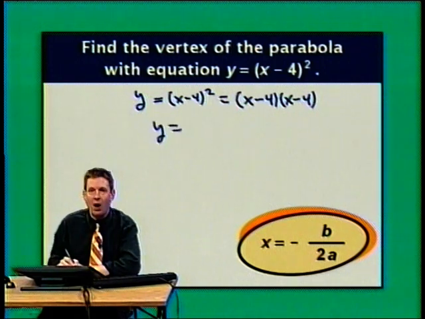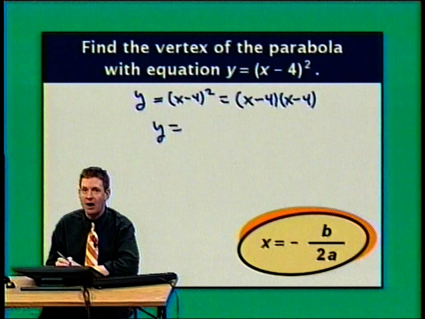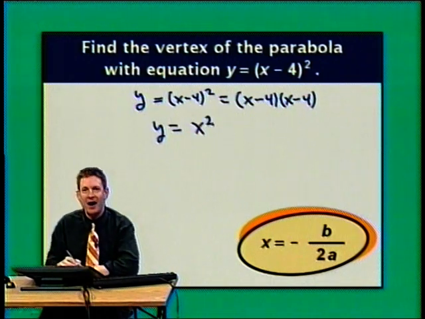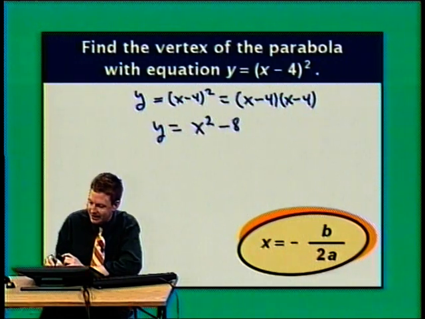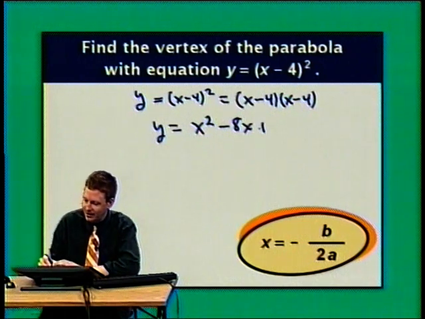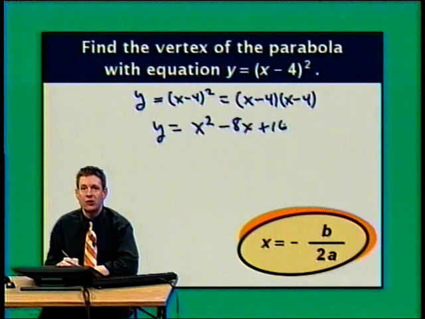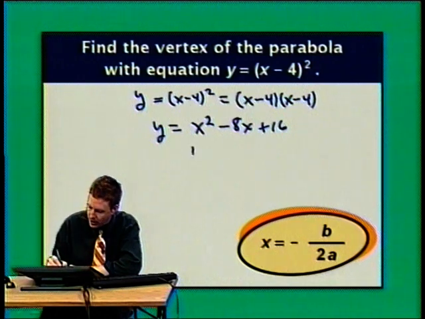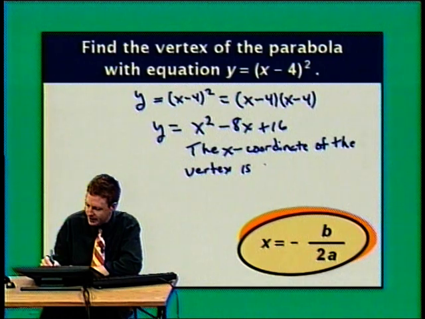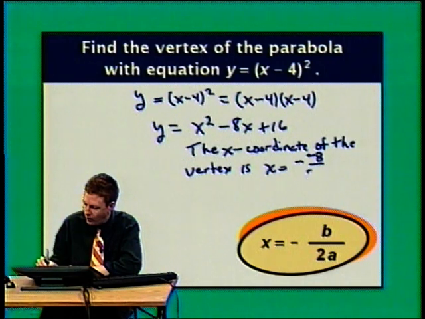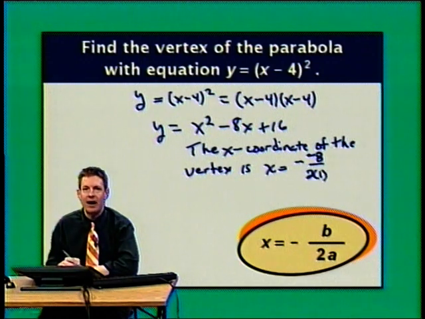So that gives me y equals, well, my f's are x times x, which is x squared. My o's are x times negative 4, and my i's are negative 4 times x, and that all adds up to minus 8x, and my l's are plus 16. So now I can identify a and b, so the x-coordinate of the vertex is x equals the opposite of negative 8 over 2 times 1. That's the opposite of negative 4, which is positive 4.